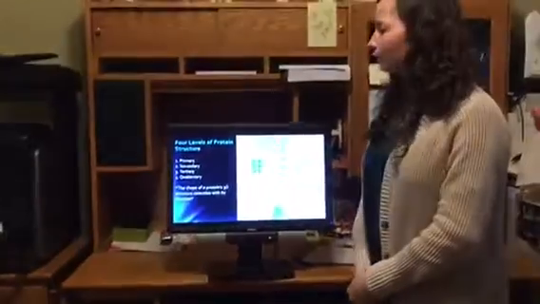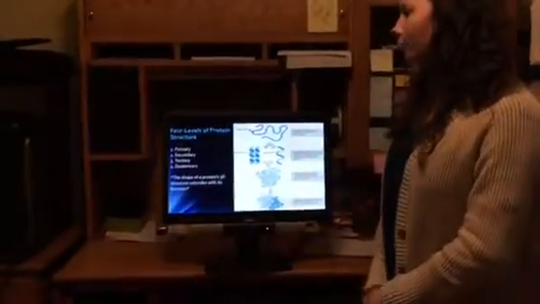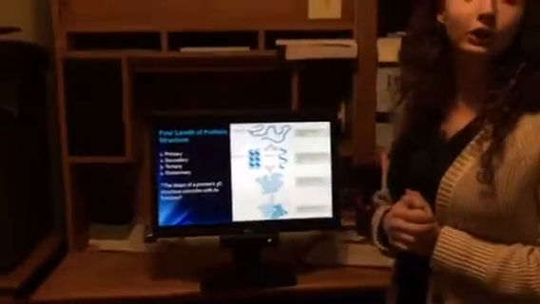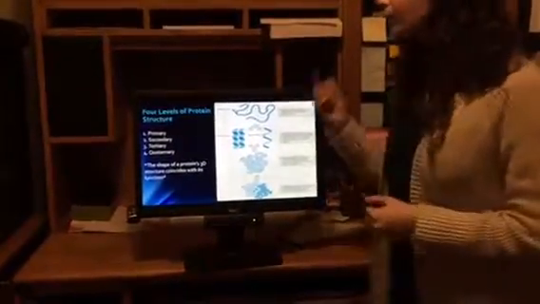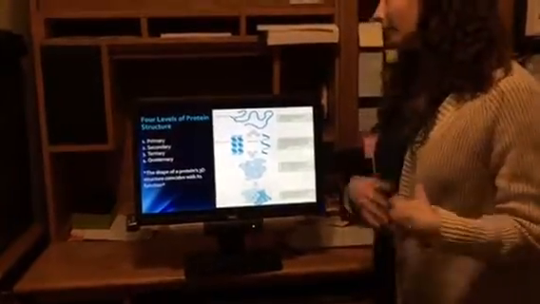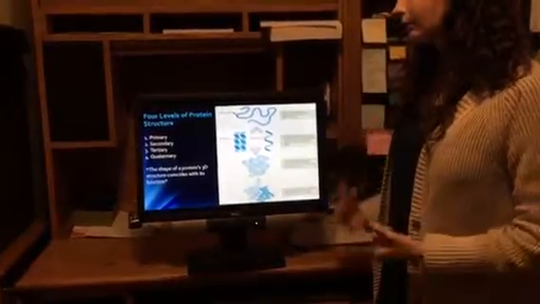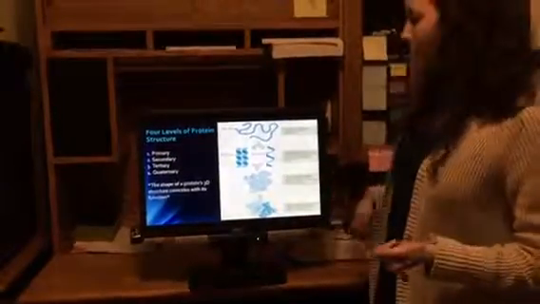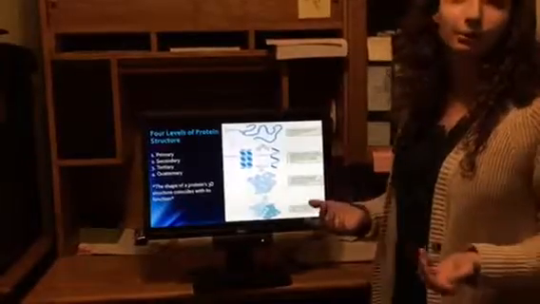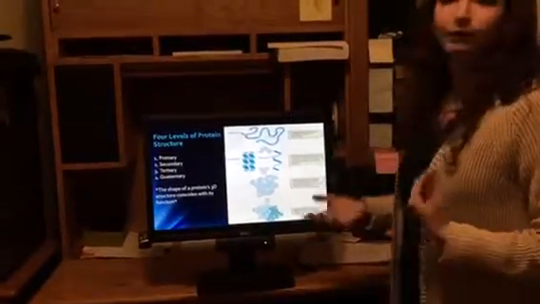So now let's move on to the four levels of protein structure. There's primary, secondary, tertiary, and quaternary. And of course, like I just said, the shape of a protein structure coincides with its function. More specifically, the 3D structure, the tertiary, is probably the most important. It's the one that creates the function overall.